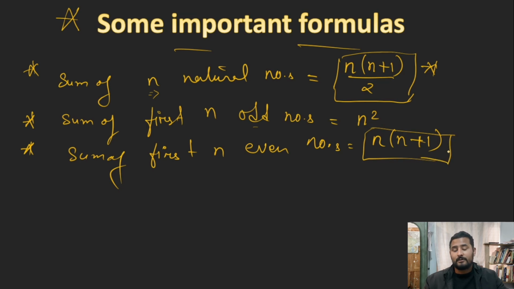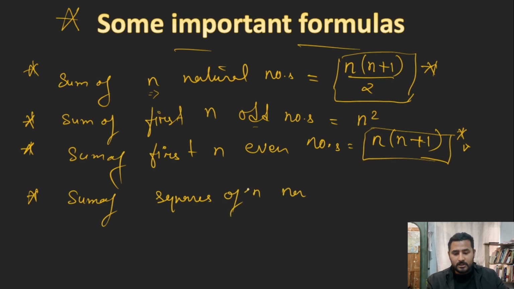You can easily do it for small n. Suppose they give the sum of first 10 even numbers, then you can add 2, 4, 6. But if they give the sum of 100 even numbers, how will you do? So you have to use this formula. Okay, clear?